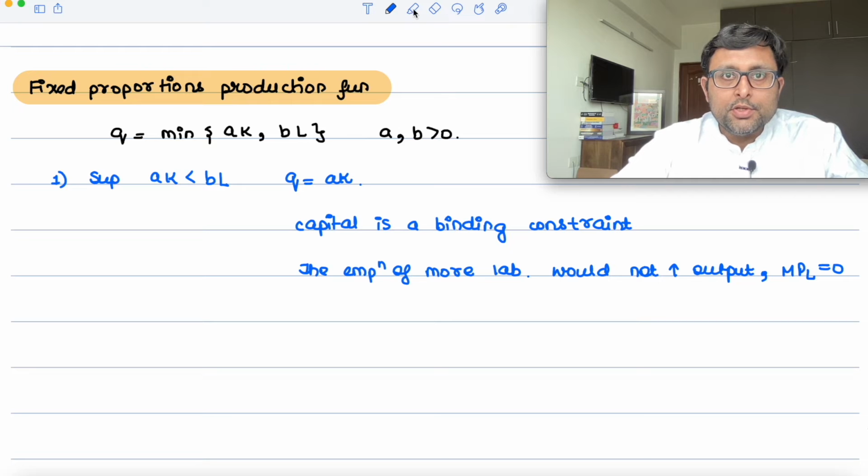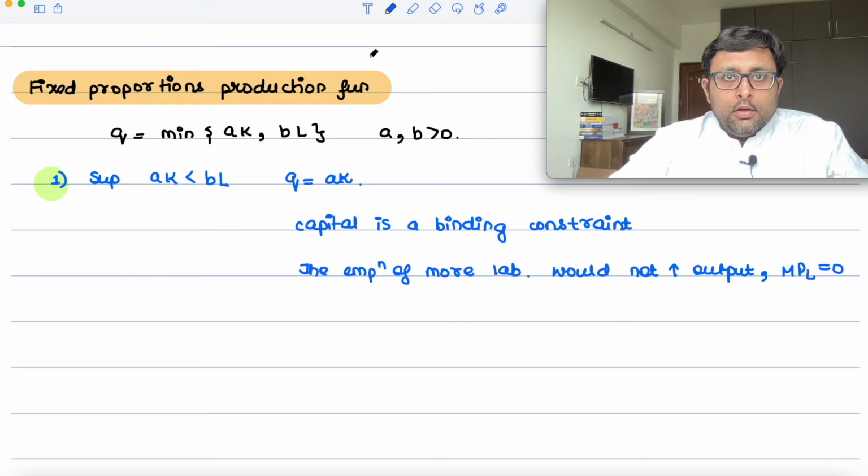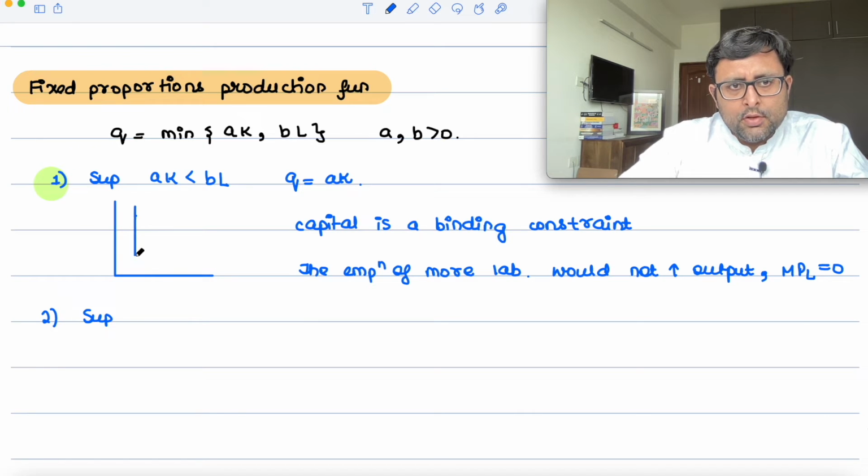So MPL is equal to 0, right? But guys, you know this, right? I mean, you know that the min production function will look like this. So we are talking about this stretch. Here MPL is equal to 0, right? That is, if you keep on increasing your labor without an increase in capital, it is not going to help at all.